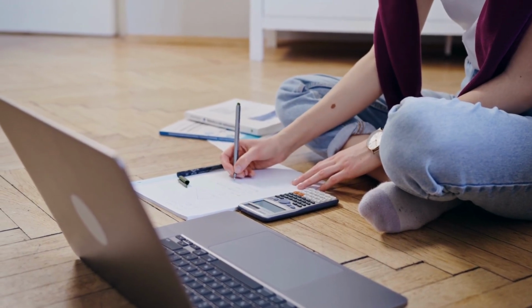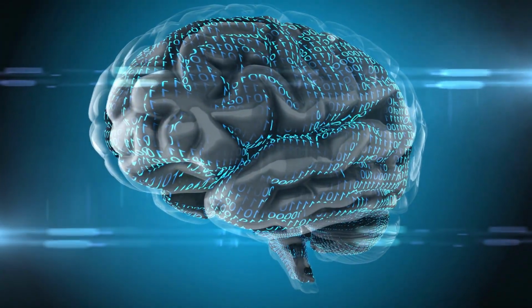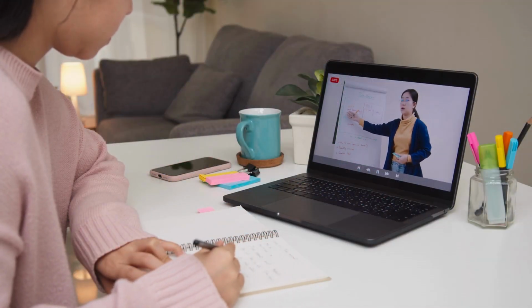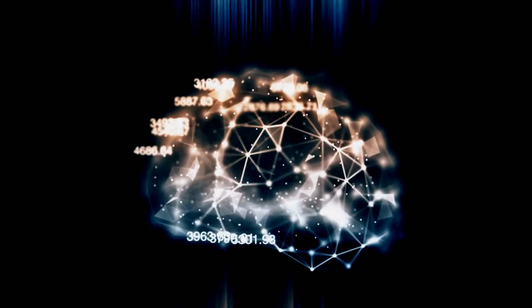Number 5, AI in education. Education is another sector that's experiencing a transformative AI revolution. AI-powered educational platforms occupy the fifth spot on our list, and they are reshaping how students learn and educators teach.